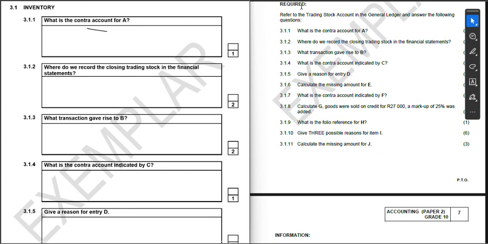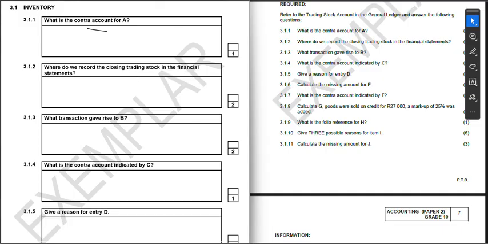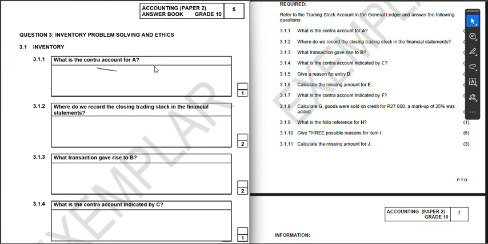Right, ladies and gentlemen, you will see here that you have question 3. This was question 2 that we concluded yesterday, and today we'll be doing question 3: inventories, problem solving and ethics. You can see the marker location and what is expected of us. The questions 3.1.1 to 3.1.11 are repeated on this side, so we shall go through each and every question as we look at the information given below.